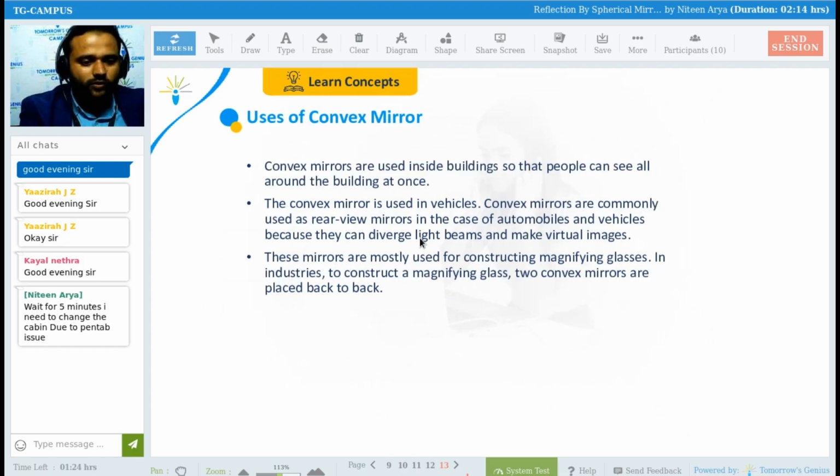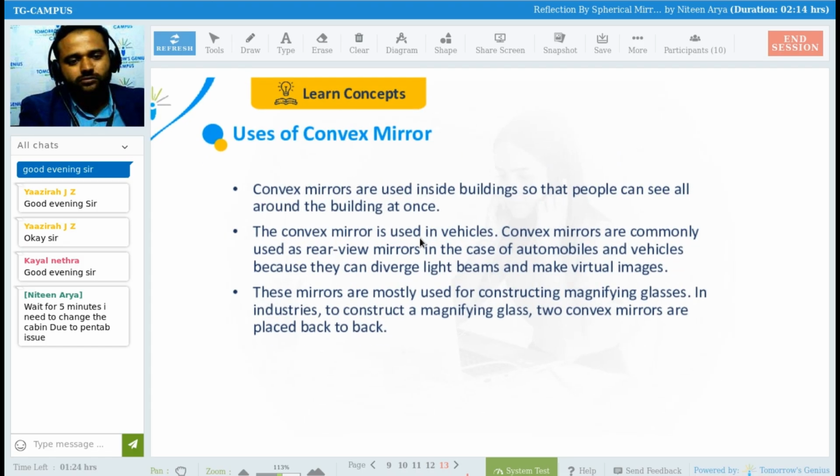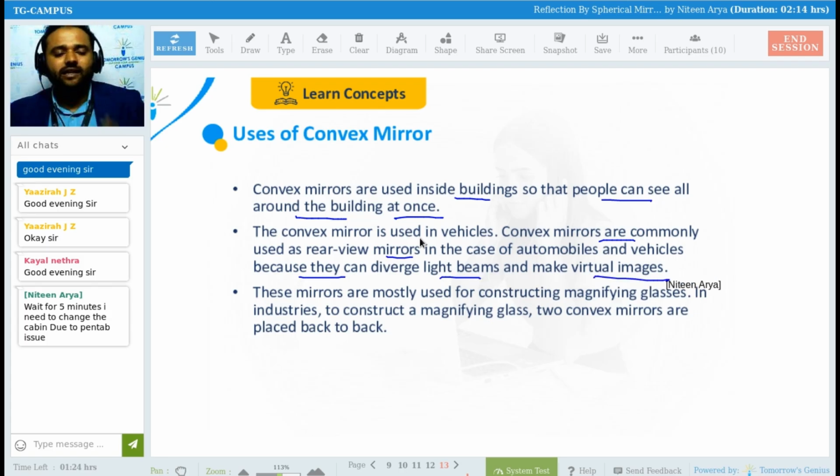Okay. Use of convex mirror. The most important uses are: convex mirrors are used inside buildings so that people can see all around the building at once. The convex mirror is used in vehicles. Convex mirrors are commonly used as rear view mirrors in automobiles, because they can diverge light beams and make virtual images, and you can see a large area of the scene behind.